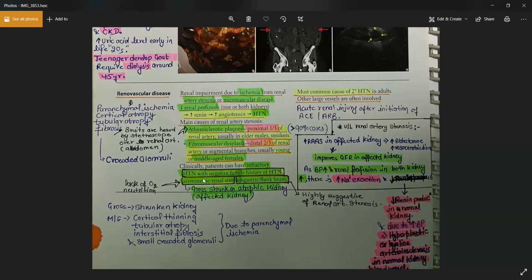If bilateral stenosis happens, then you will have a high level of creatinine. If unilateral stenosis happens, you won't have an elevated creatinine. Epigastric pain and flank pain will be seen, bruits will also be seen. Asymmetric renal sizes will be seen, and this is the most common cause of secondary hypertension in adults.